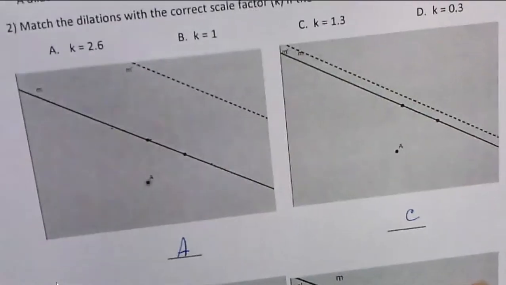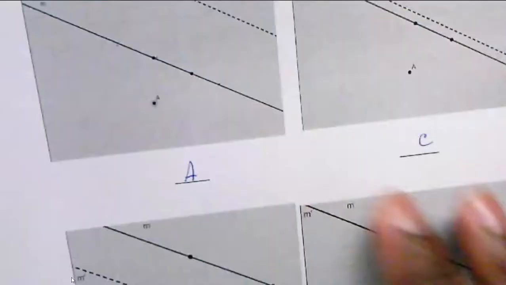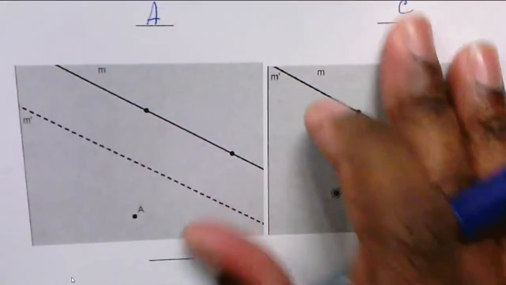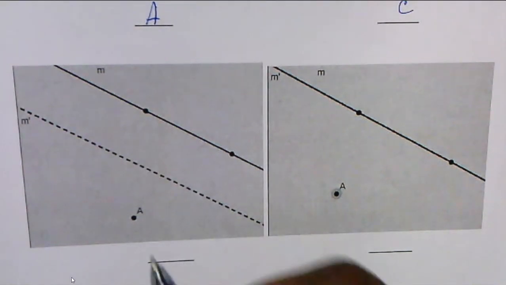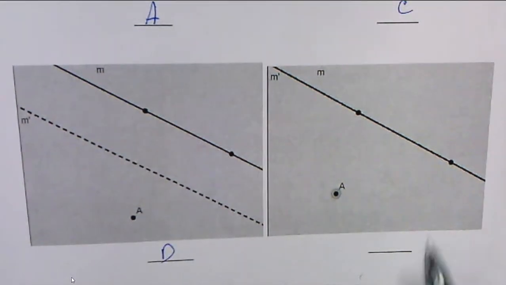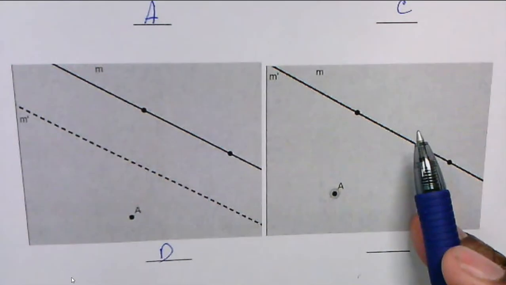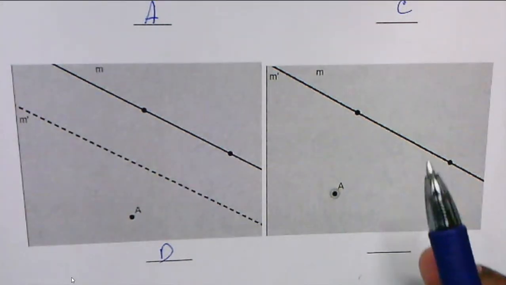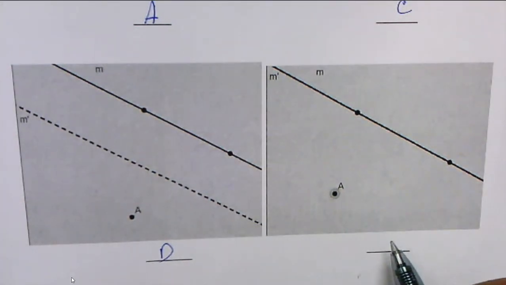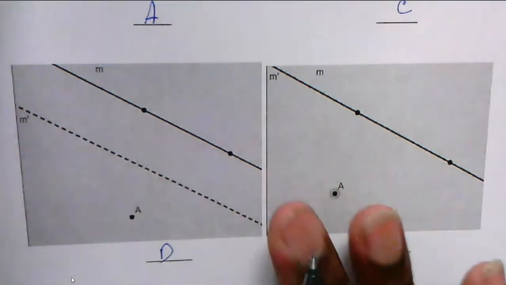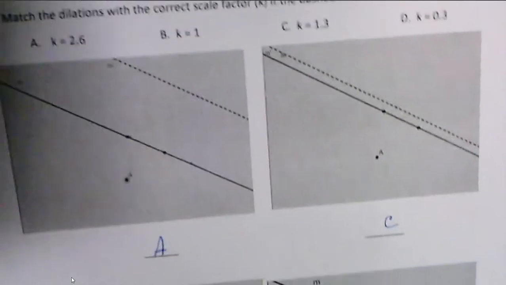And the one beneath, if you play with the scale factor for it, you should have found this one was represented by the letter D. And here, you saw the same line mapped onto itself, pretty much. So you should have found that the k value was 1. That k value was represented by the letter B, which made it 1. All right, flipping to the back.